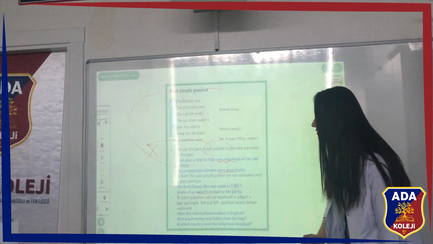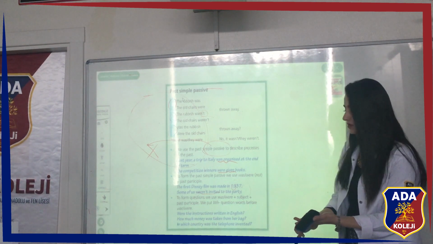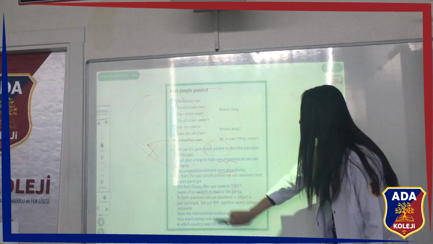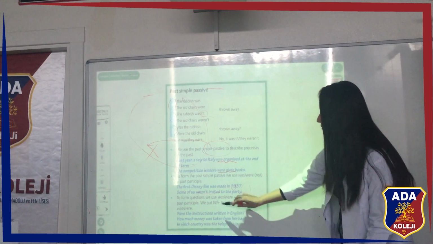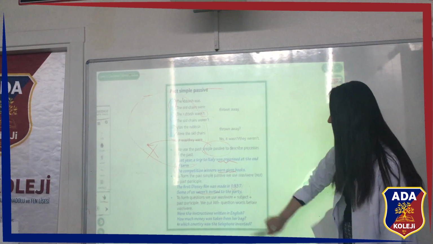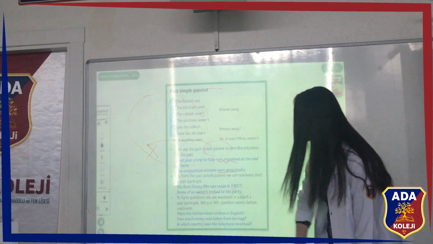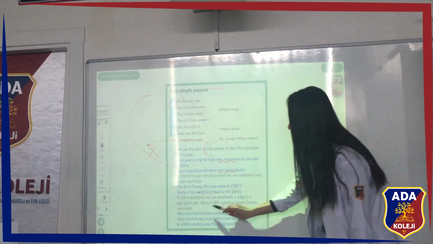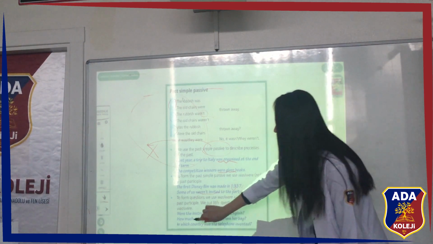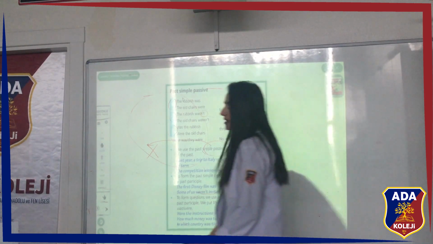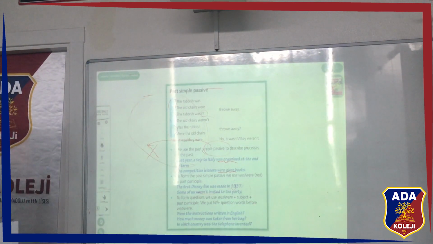The other part is the question part. To form questions we use was or were, then the object, then past participle, okay? We can put WH question words before was or were. Were the instructions written in English? How much money was taken from her bank? Okay, these are questions. In which country was the telephone invented? Yes.